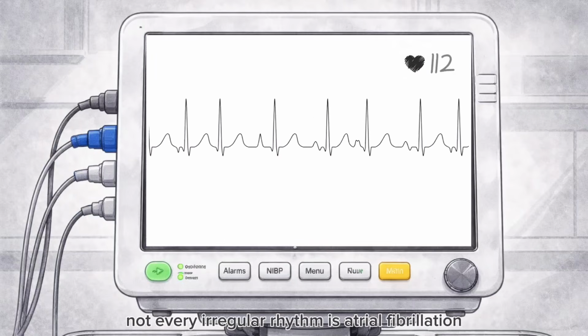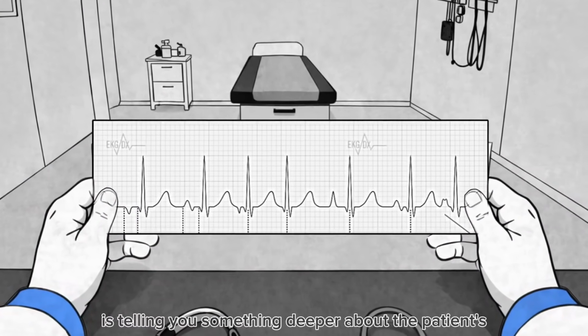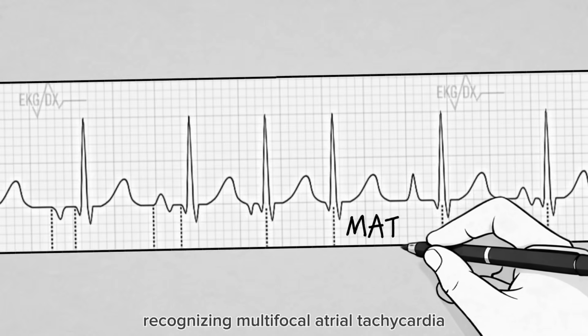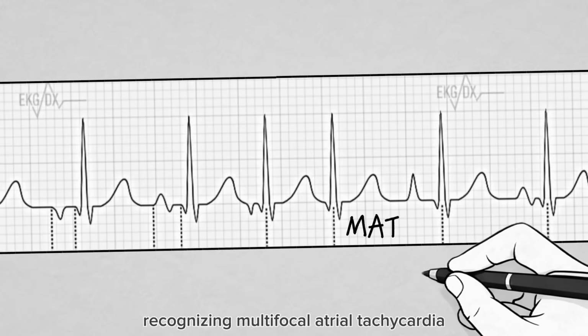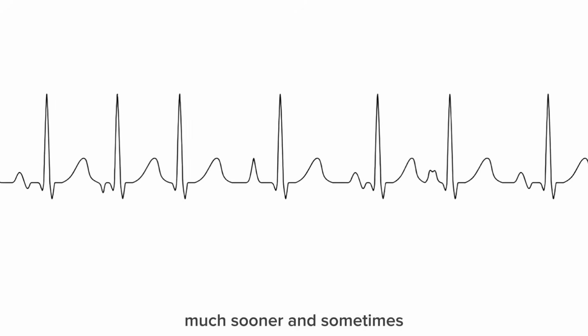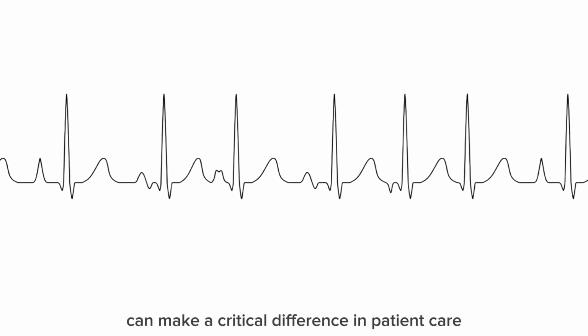Not every irregular rhythm is atrial fibrillation. Sometimes the ECG is telling you something deeper about the patient's underlying illness. Recognizing multifocal atrial tachycardia can help you identify and treat the real problem much sooner. And sometimes, understanding a rhythm like this can make a critical difference in patient care.